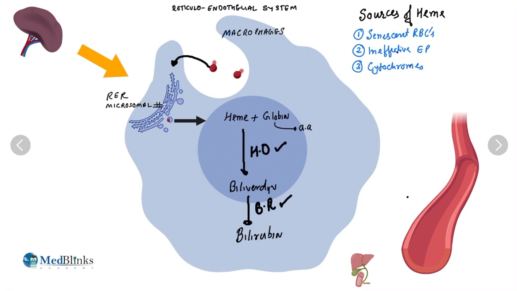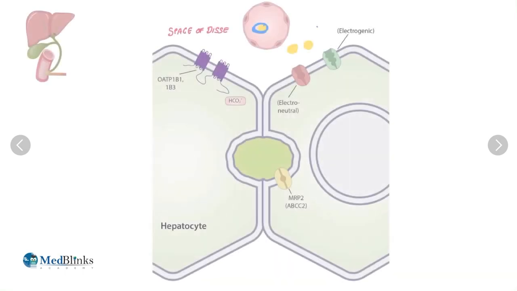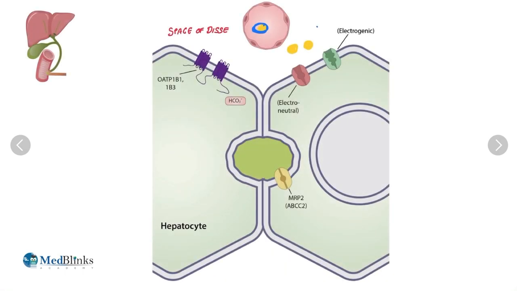As we already know, the bilirubin formed as a product of these reactions is unconjugated bilirubin, and it is insoluble in water. From macrophages, it is secreted into the blood, where it binds to albumin and travels through the blood vessels to its next destination, that is the liver. So let's see what happens in the hepatocytes. Once it reaches the hepatocytes through the blood bound to albumin, unconjugated bilirubin is released from the hepatocytes into the space of Disse.